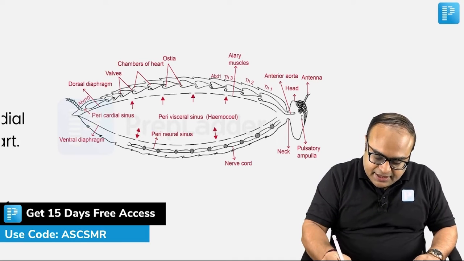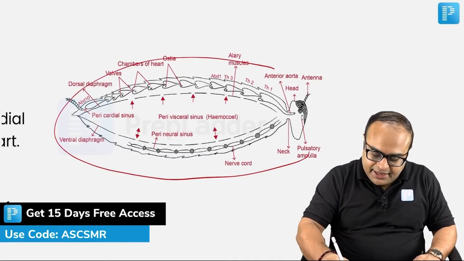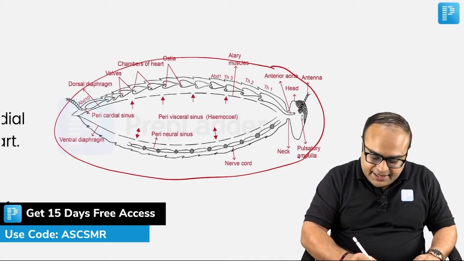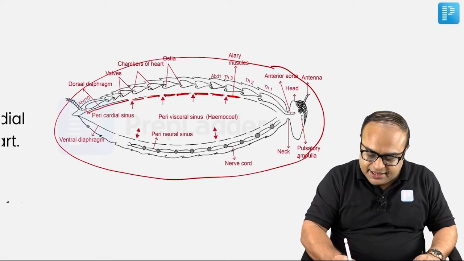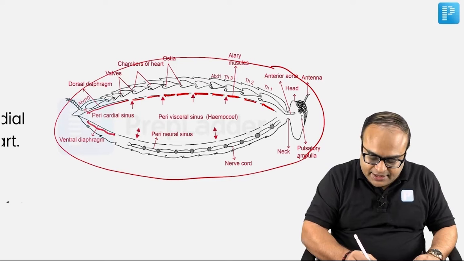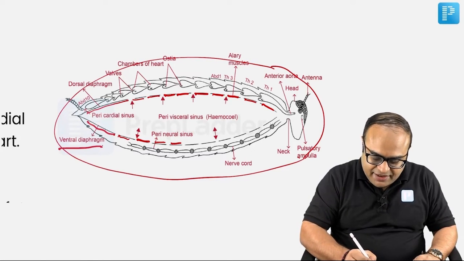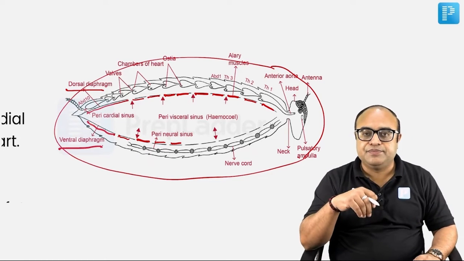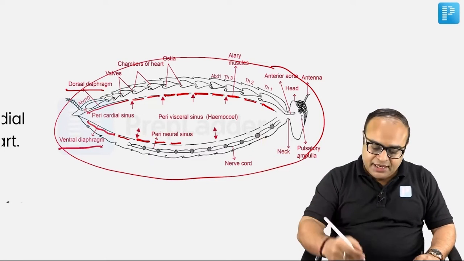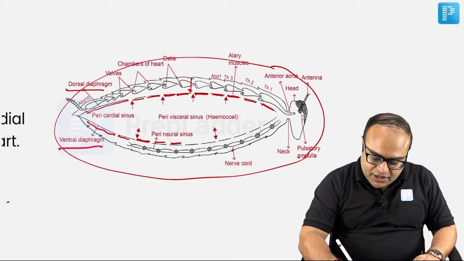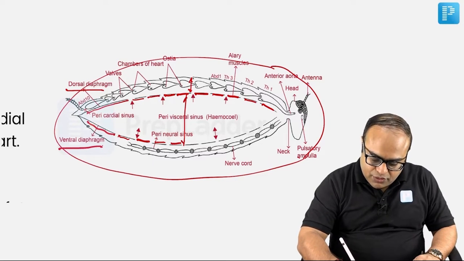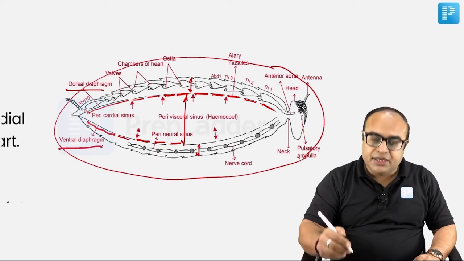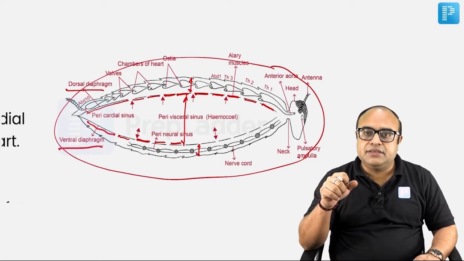See, this is the whole body cavity and these are the diaphragmatic spaces. These are the diaphragmatic projections. This one is the ventral diaphragm and the upper one is the dorsal diaphragm. You can see the two diaphragms dividing it into number 1, number 2 and number 3, three basic coelomic cavities.